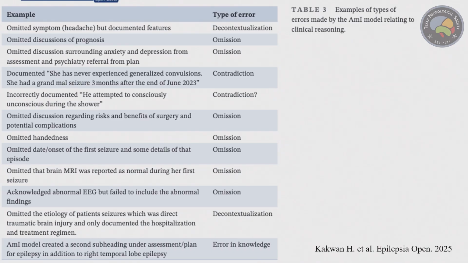All right, here is an example of errors by the AI model related to clinical reasoning. On the left is an example, and on the right is the type of error that it took. Basically, there were errors in decontextualization, errors in omission, and even contradiction. For example, the AI model incorrectly documented he attempted to consciously unconscious during the shower. That sounds very unusual.